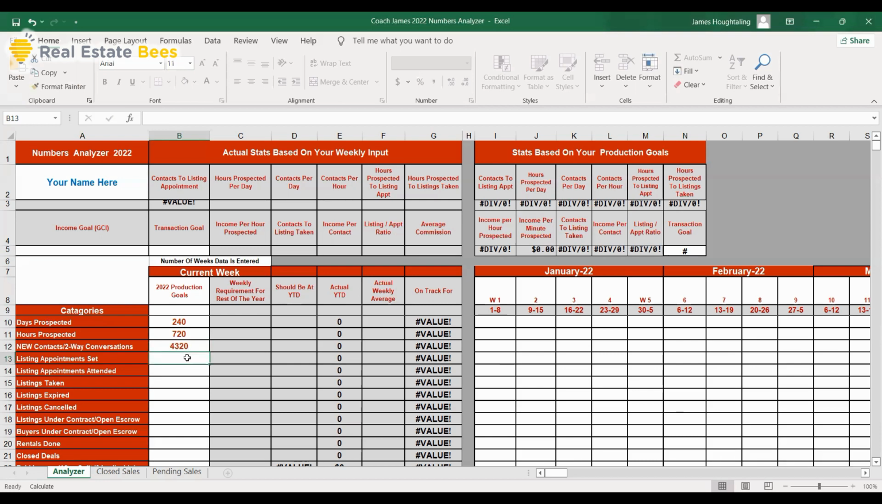Doesn't mean you're going to hit it. We hope you hit it. We hope you exceed it. But that's the goal. Okay, listing appointment set. This is one, especially for those of you that may not have been strong listing agents up to this point.